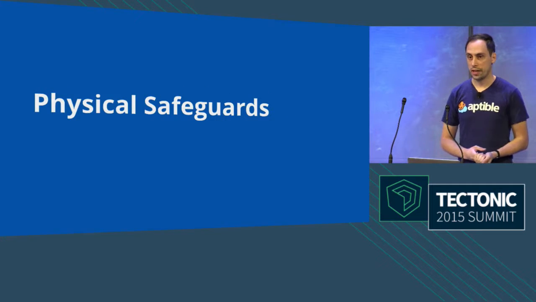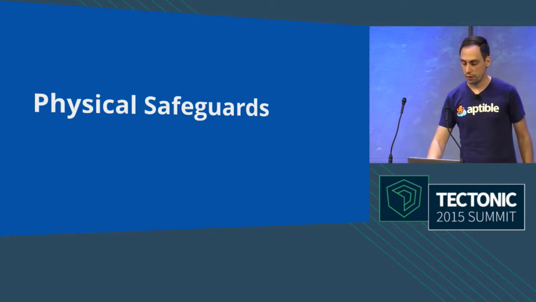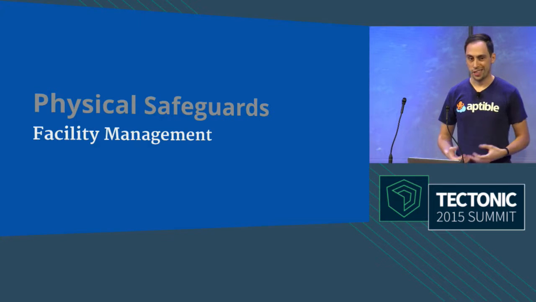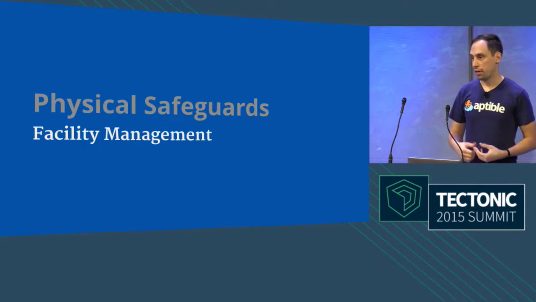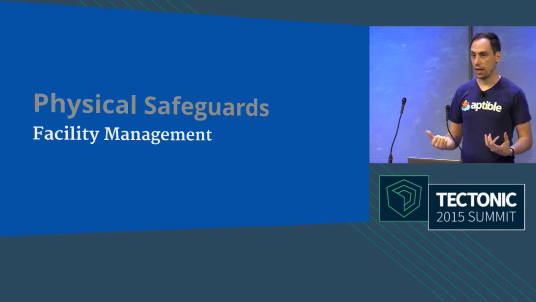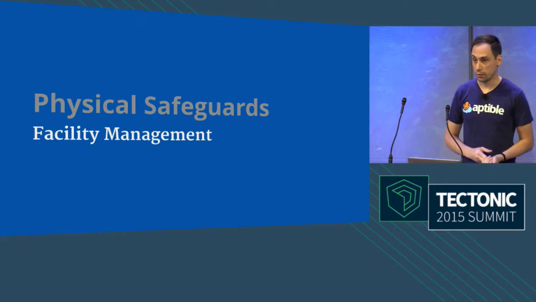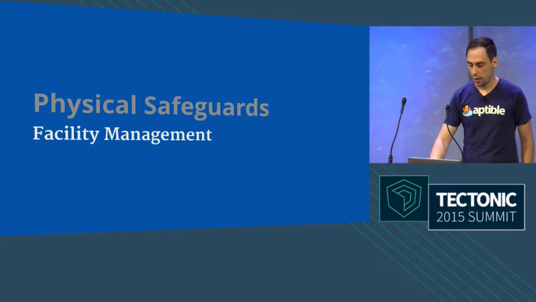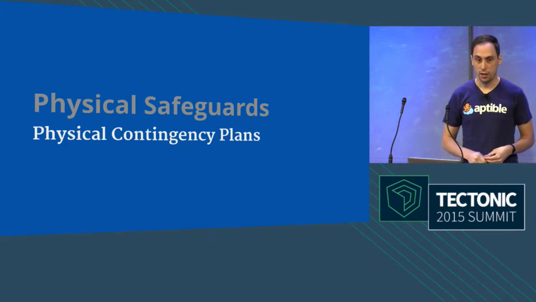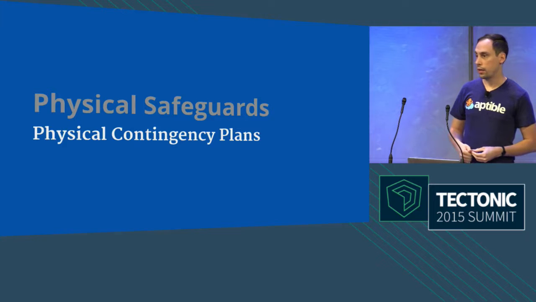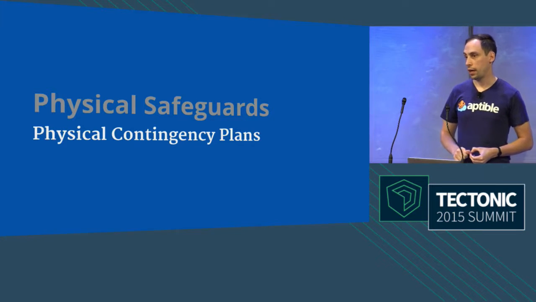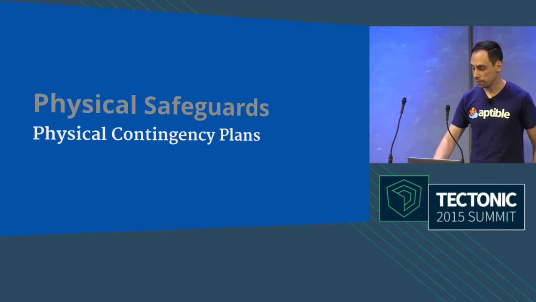The first set of safeguards under HIPAA are physical safeguards. This includes things like facility management, having biometric sensors in place on actual physical data centers where servers and disks live. Physical contingency plans, so operational plans that a provider like AWS would have in the event of a natural disaster.